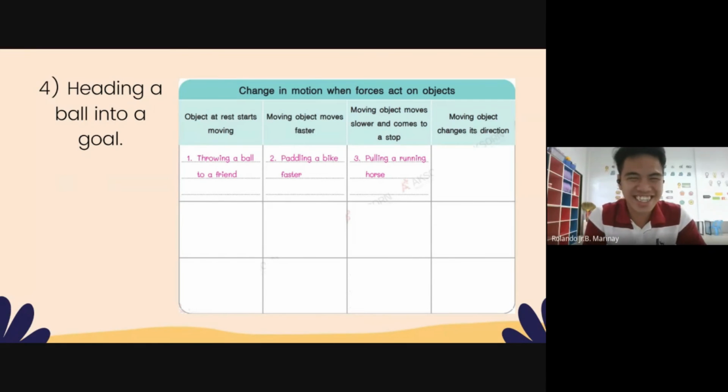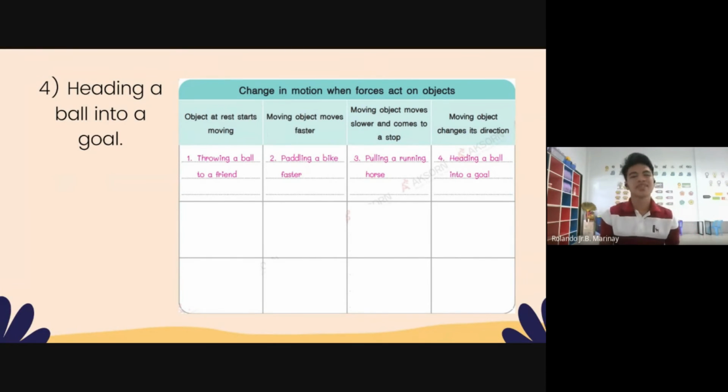Heading a ball into a goal is moving object changes its direction because the balls are already moving, right? The players are kicking it from this direction and to other direction. And then when you head it towards the goal, it is changing direction towards the goal or towards the place where you are kicking it.